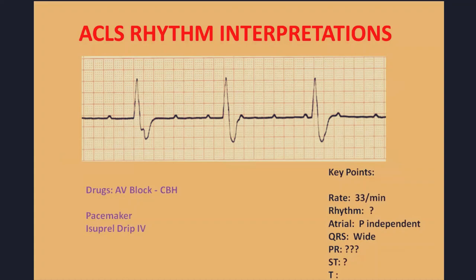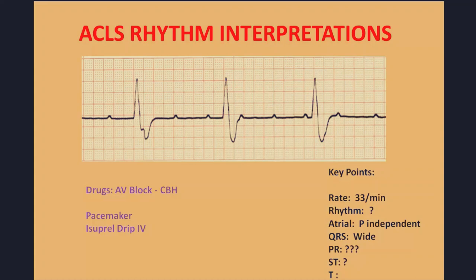Okay, here is an interesting example. Here we see P waves, and more P waves across the strip. The rate is very slow. We have a ventricular type of complex with a wide QRS complex. The P waves have no relationship to the QRS complexes. So this is an example of a complete heart block, and this is a more serious rhythm problem which needs to be treated with an external or transcutaneous pacemaker, and eventually if this is a chronic condition, the patient needs a permanent pacemaker.